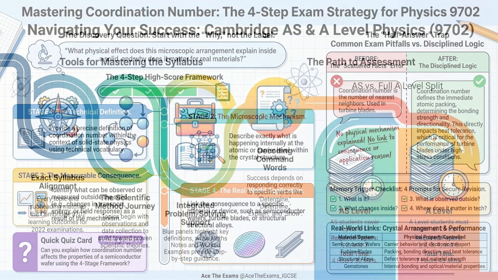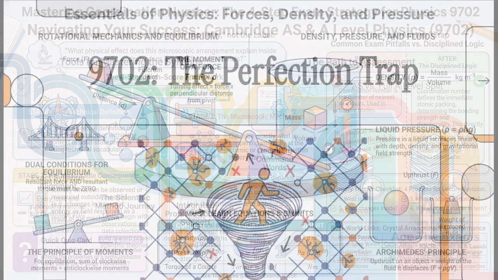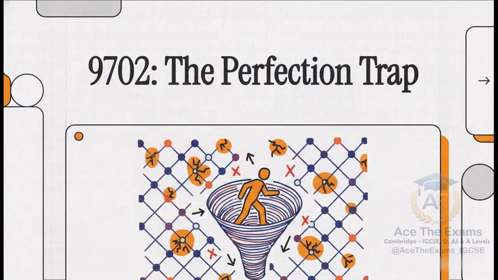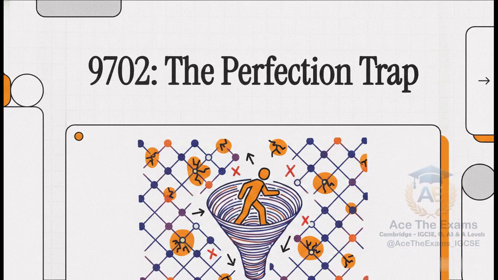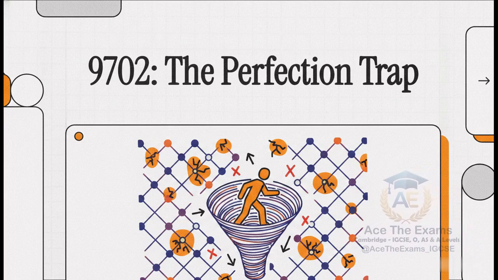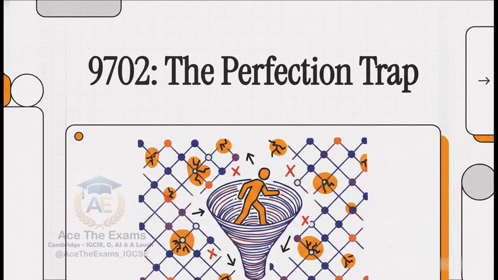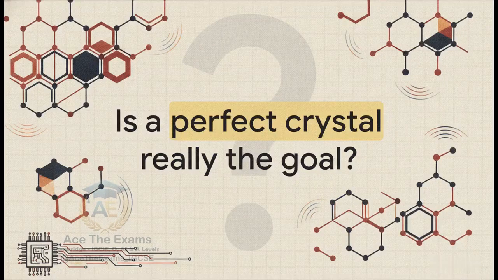All right, zero fluff. We are jumping straight into the absolute biggest mistake students make when tackling the defects and impurities syllabus in Cambridge AS and A-Level Physics 9702. So many learners walk into this exam feeling totally confident, only to bleed marks because they fall into one very specific trap. So today we're going to dismantle that trap entirely. Okay, let's dive into this massive misconception.